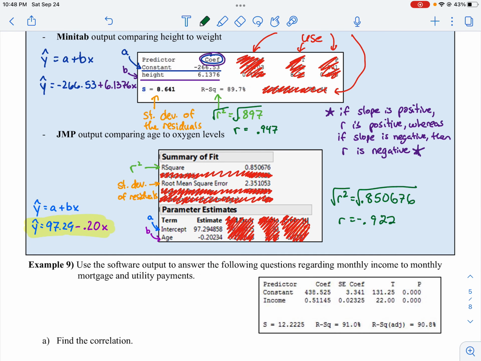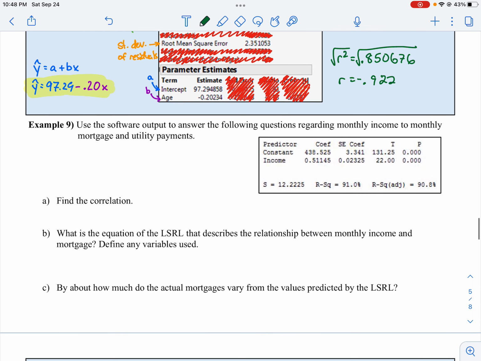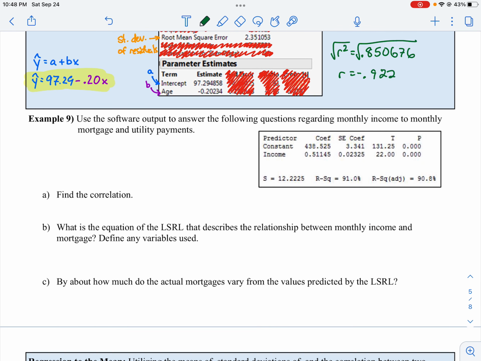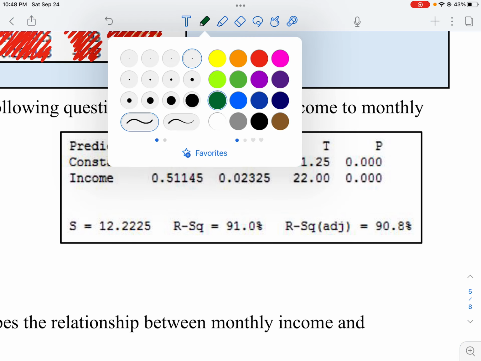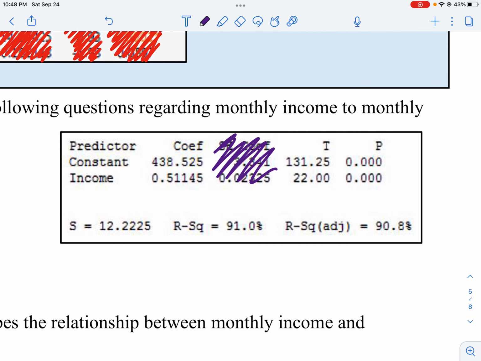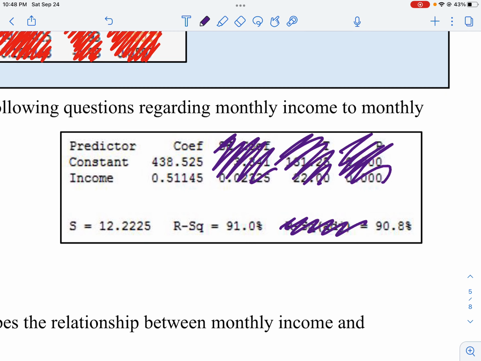Okay, so now that we've done that, let's take a quick moment to practice this. For example 9, use the software output to answer the following questions regarding monthly income to monthly mortgage and utility payments. So if we look here, we can see that we have an example of a Minitab output. Remember that right from the get-go, I don't need this, I don't need this, I don't need this, and I don't need this.